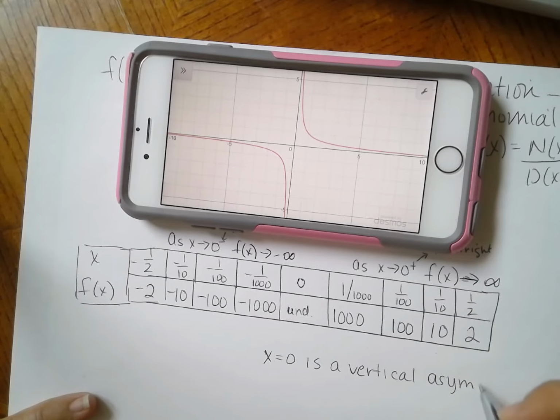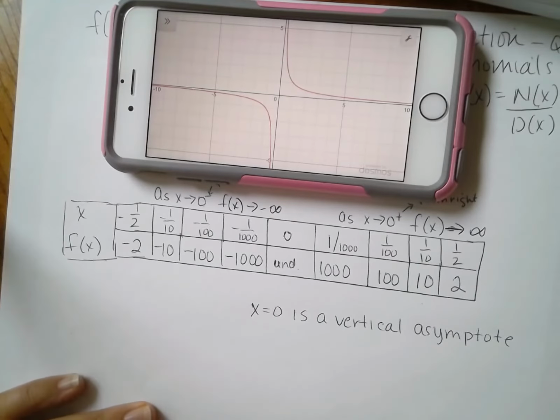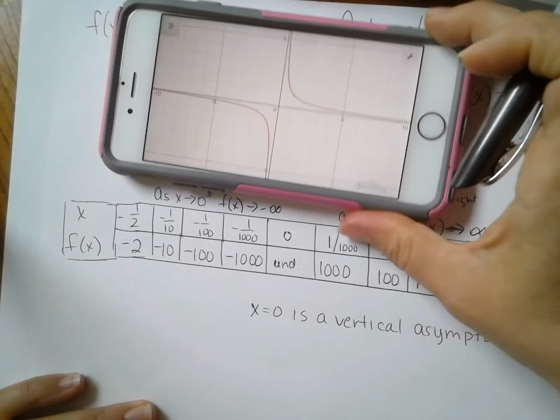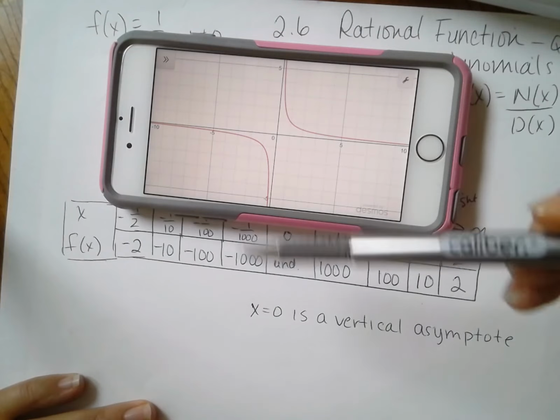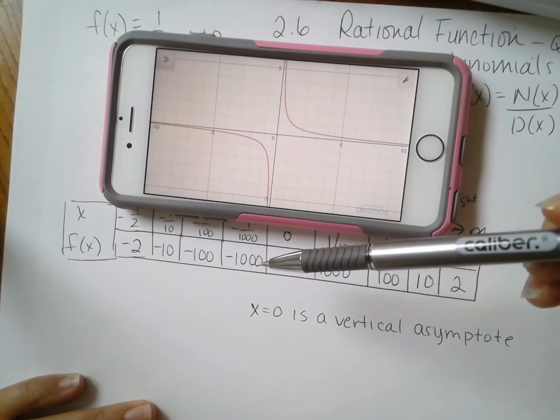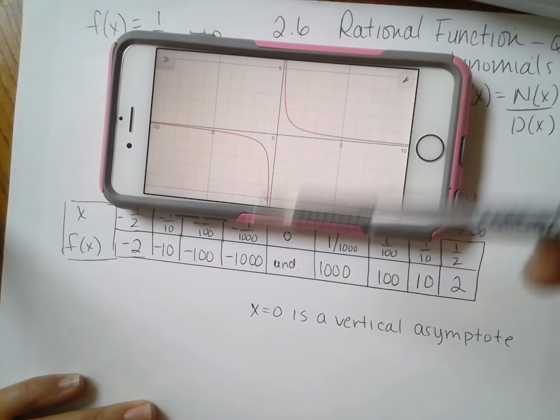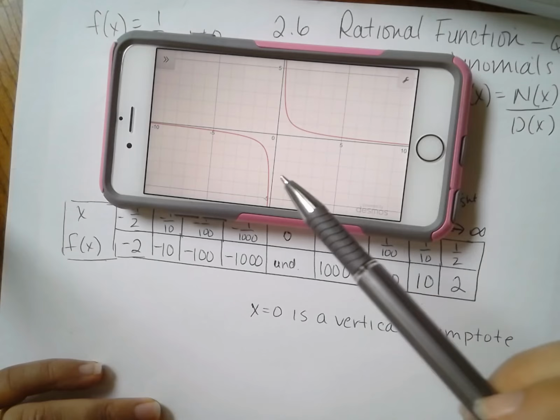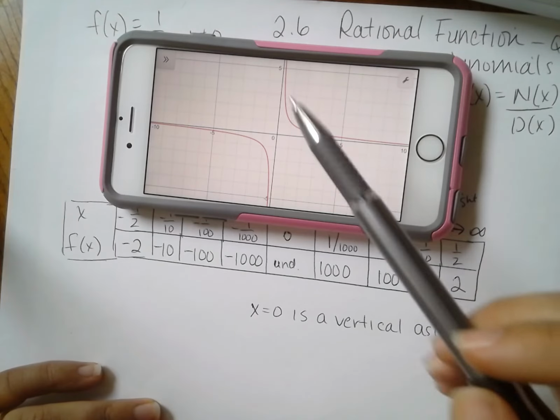It's a line that's there. It's not really there, but it's a boundary line that my graph is never ever going to touch because I cannot divide by 0. So as long as I scoot all the way down there, it should never cross over this line here.